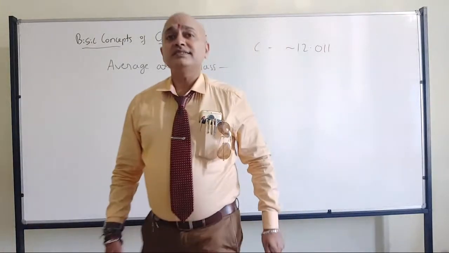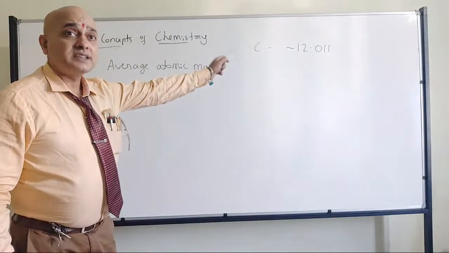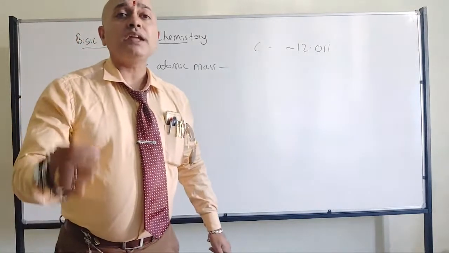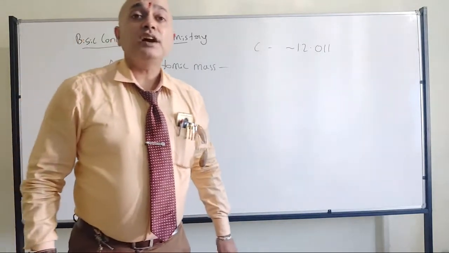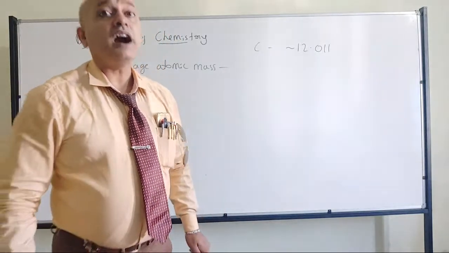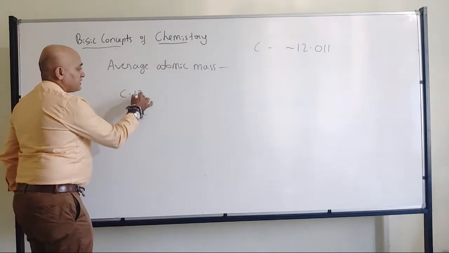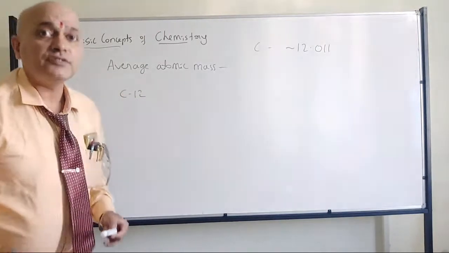What is the reason? That is because whatever value is given, that is not the simple atomic mass of carbon. It is the average atomic mass of carbon. Say for example, if I see the nature, I have carbon 12.